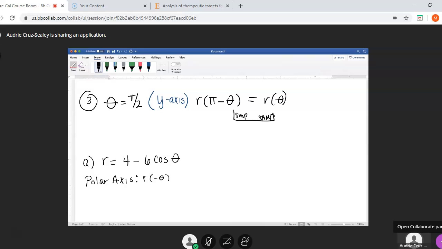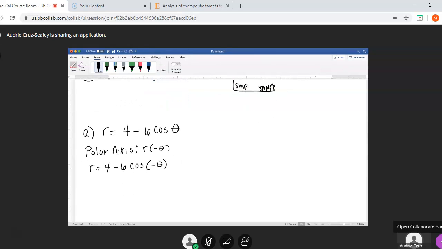That's the rule. So if I come over here and do that, wouldn't I get r equals 4 minus 6 cosine of negative theta? And now I'm going to simplify this. What can you tell me about cosine and having a negative angle inside of it? Do y'all remember?